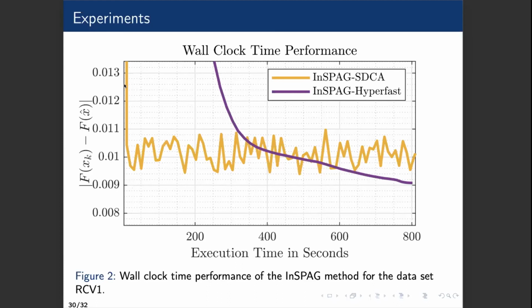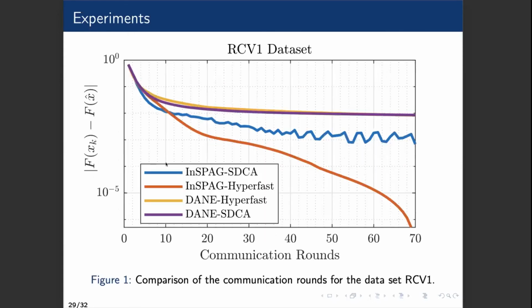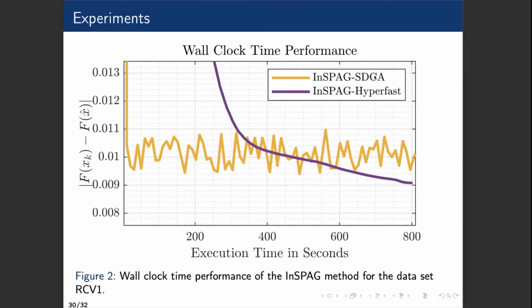On the first iterations, inexact Spark plus SDCA is faster. So if you don't need to solve this problem very precisely, you can use inexact Spark plus SDCA. But if you want a more precise solution, you should use inexact Spark plus Hyperfast, because we can see here that it's faster and gives a better solution even in terms of time.